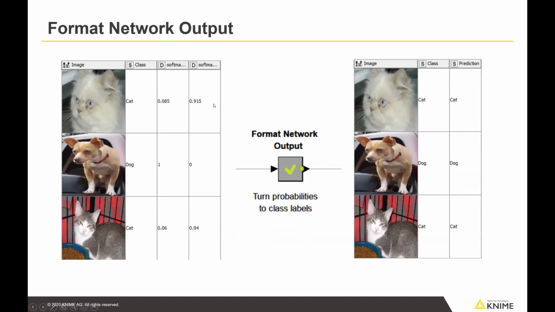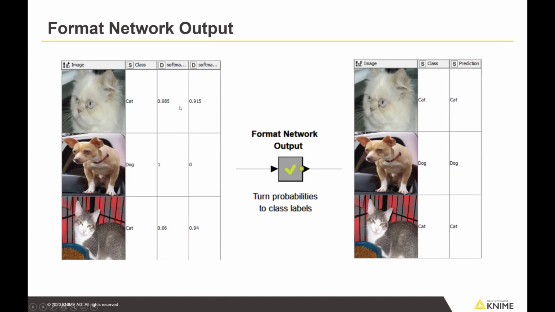So this meta node gets this input table, as you can see here on the left. For example, for this first cat image, our network predicted a probability of about 92% that this is a cat. As I already said, the first probability corresponds to the dog probability and the second to the cat probability, because that's how we set up our one hot vectors. So the network is 8% sure that this is a dog and 92% sure that this is a cat.